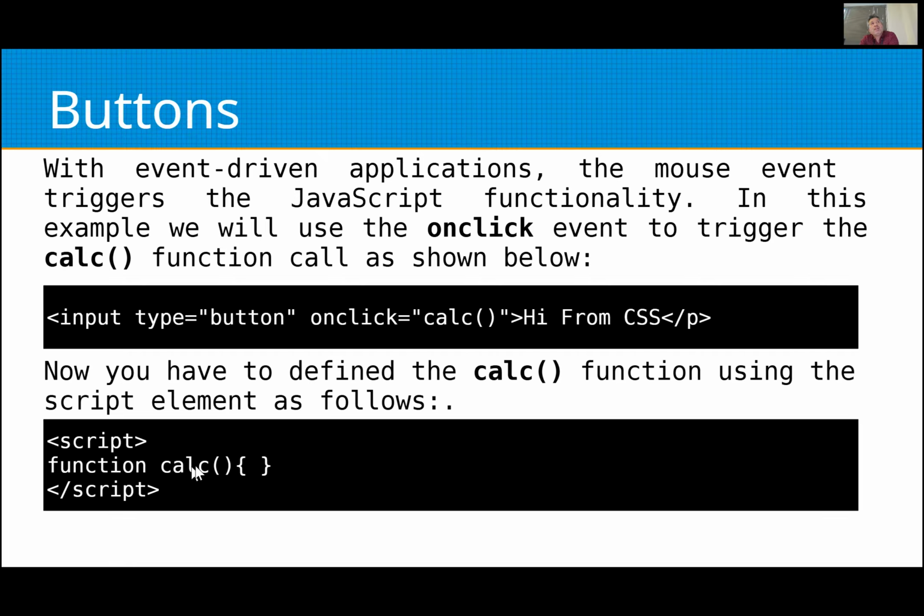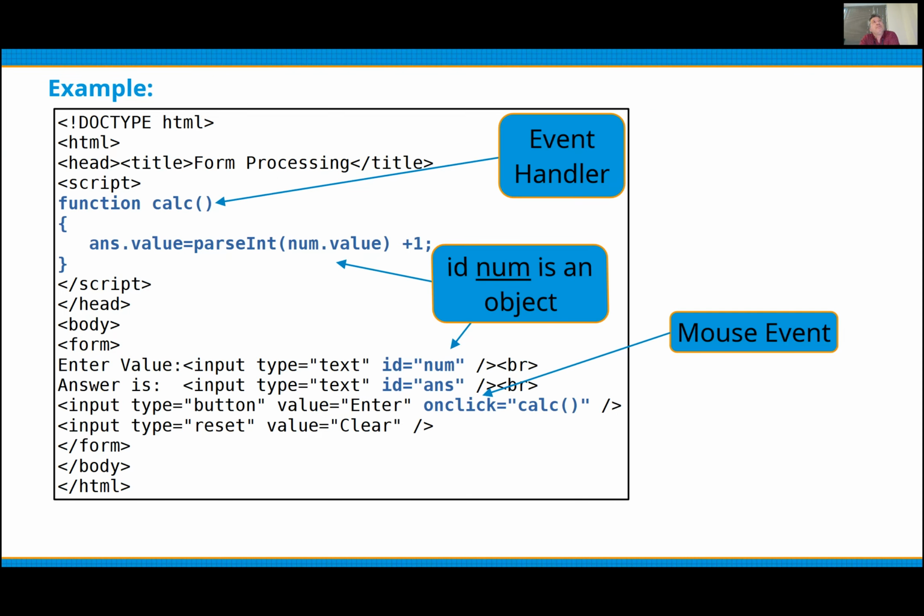So here will be the definition of the function, the script element, and then its function calc. So here's a full example. So calc is the event handler. Notice the way that the text boxes are being accessed. How is this text box being accessed? This one here, the first one, is being accessed by ID. Notice the ID is num. But what's this for? What is the dot value for?